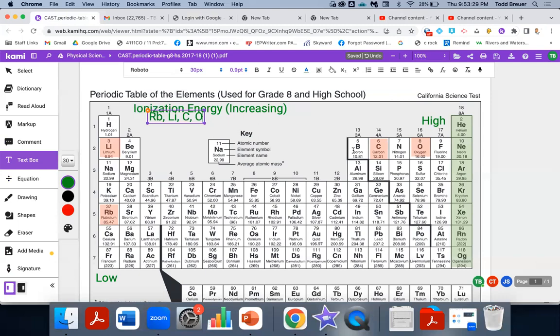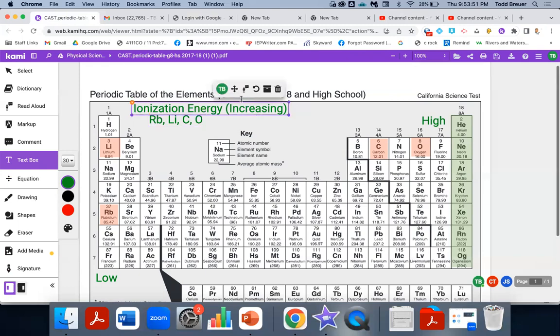So moving across the periodic table, it increases in ionization energy. Moving down, however, it decreases in ionization energy. And that's because that's the energy needed to remove electrons. You don't need a lot of energy when the atoms are really large, because the attraction for those valence electrons is rather weak as they get larger.